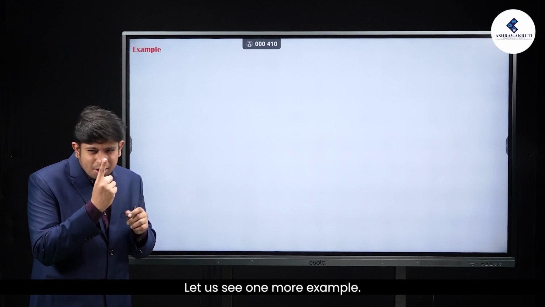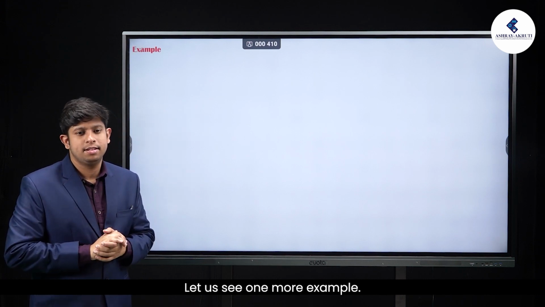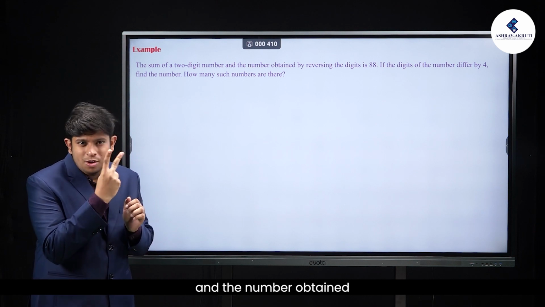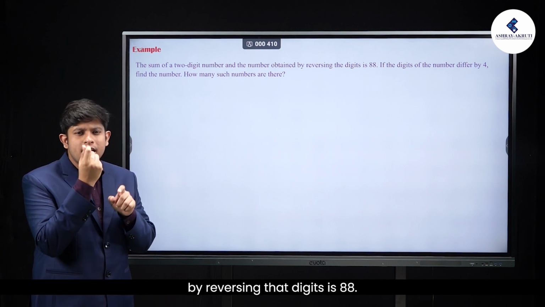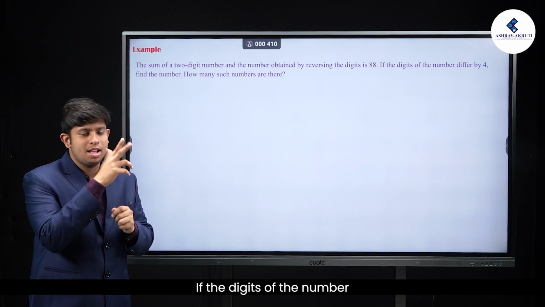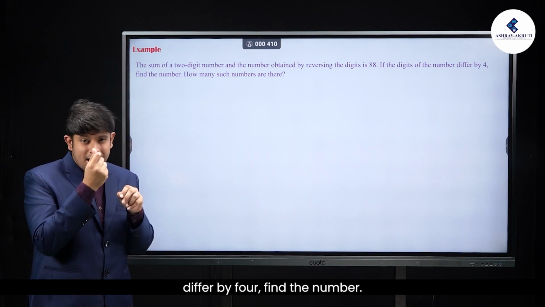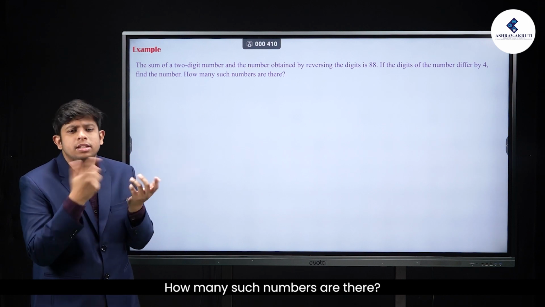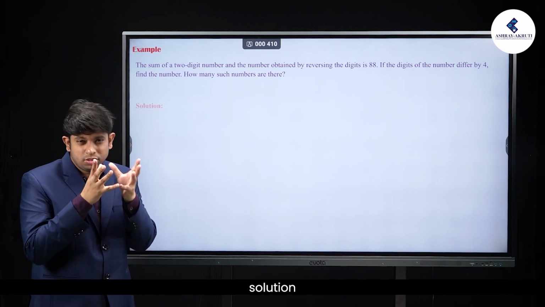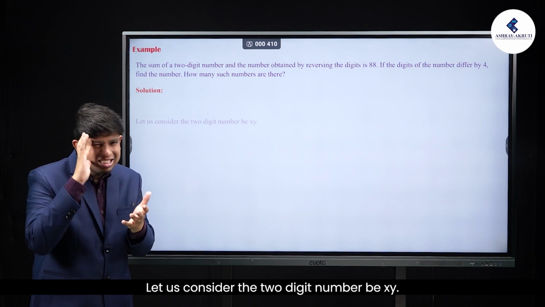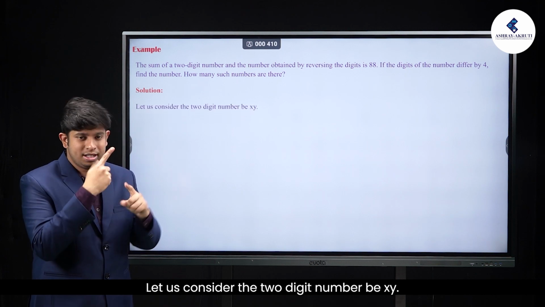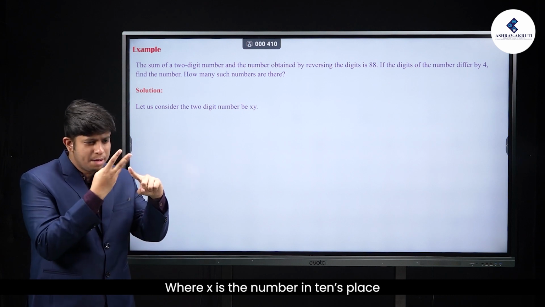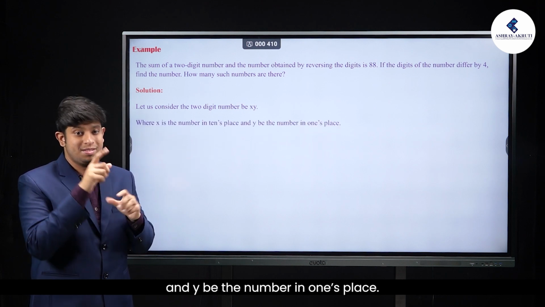Let us see one more example. Example: the sum of a two-digit number and the number obtained by reversing the digits is 88. If the digits of the number differ by 4, find the number. How many such numbers are there? Solution: let us consider the two-digit number to be xy, where x is the number in the tens place and y is the number in the ones place.